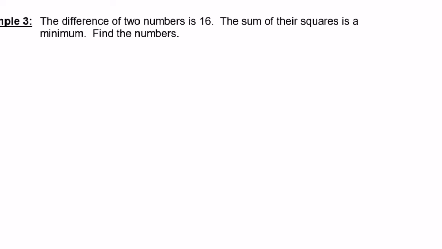This one is a doozy. The difference of two numbers is 16. The sum of their squares is a minimum. Find the numbers. This one's nasty because of this second statement: the sum of their squares is a minimum. So sum of their squares makes this kind of nasty.